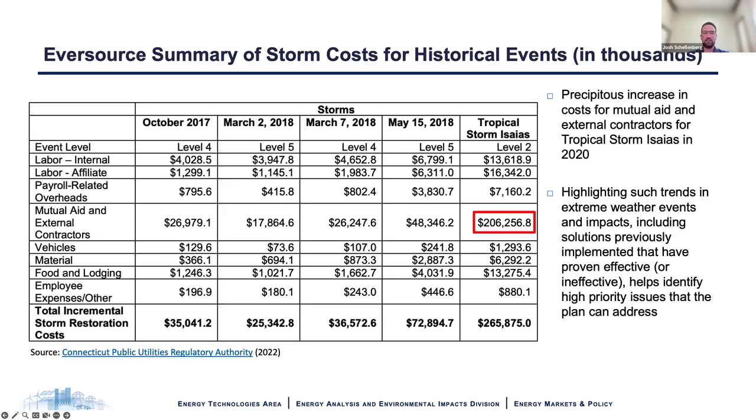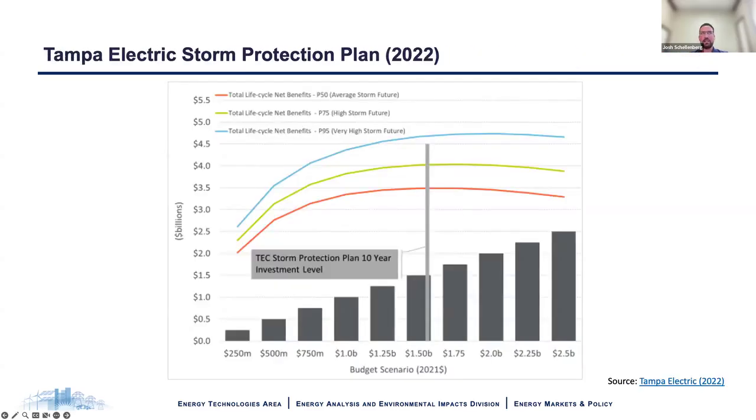In this case, the regulatory process found that the utility could have done many things to improve its processes associated with external contractors and bringing them in more proactively to mitigate these cost impacts. And that's yet another example of how the operational processes of a utility can be a major area of resilience investment. And here's a look at the prioritization approach for the Tampa Electric Storm Protection Plan.